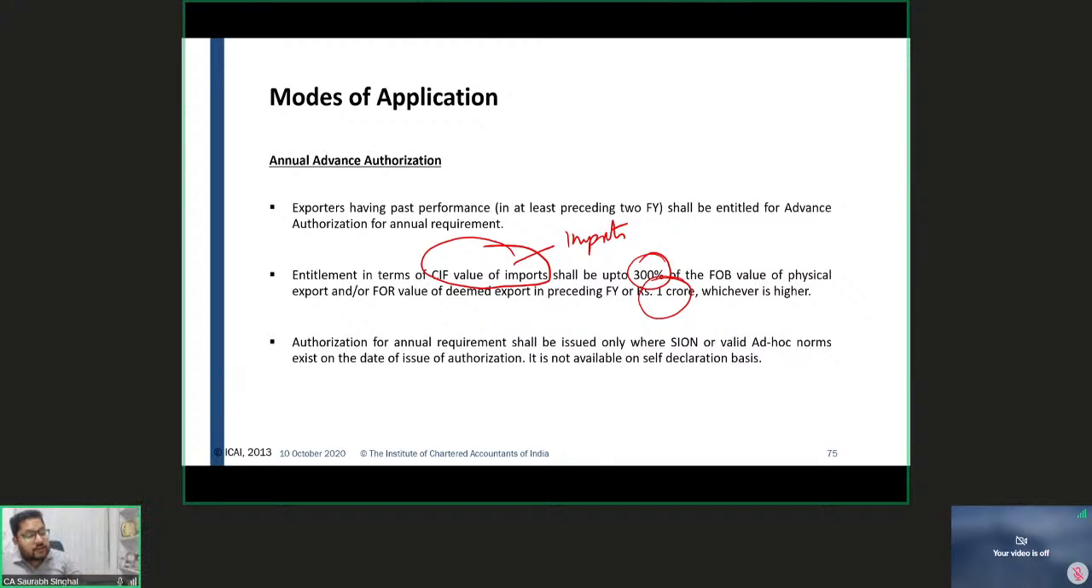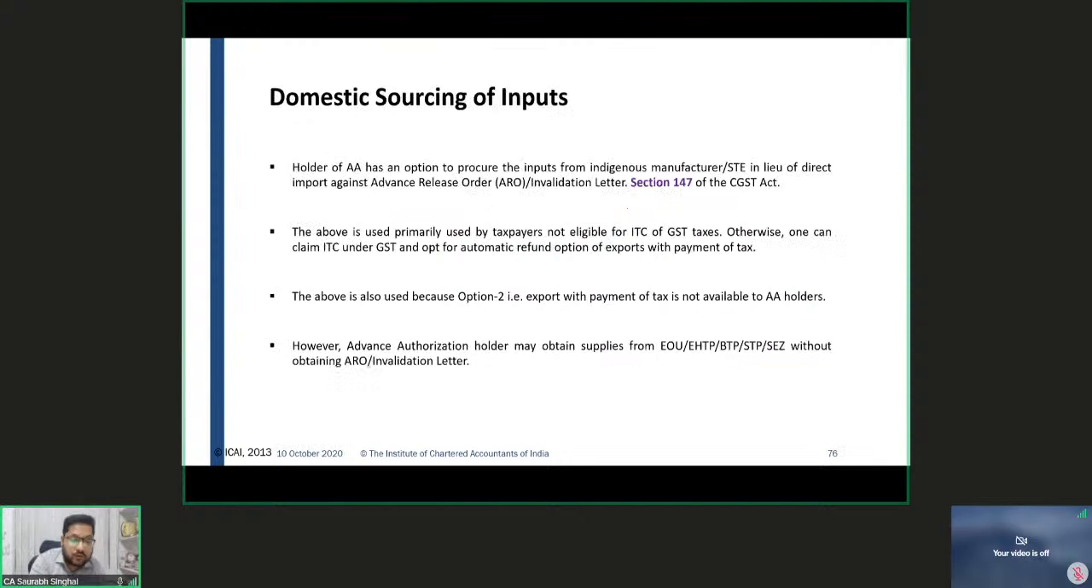Again, advance authorization for annual requirement will be issued only where there is a CON, or a valid ad hoc norm. If you do not have a CON or a valid ad hoc norm, you will not get an annual requirement advance authorization. So you can't go for a self-ratification plus annual requirement advance authorization. No, you should have a CON or an ad hoc norm for you to apply for an annual requirement advance authorization.